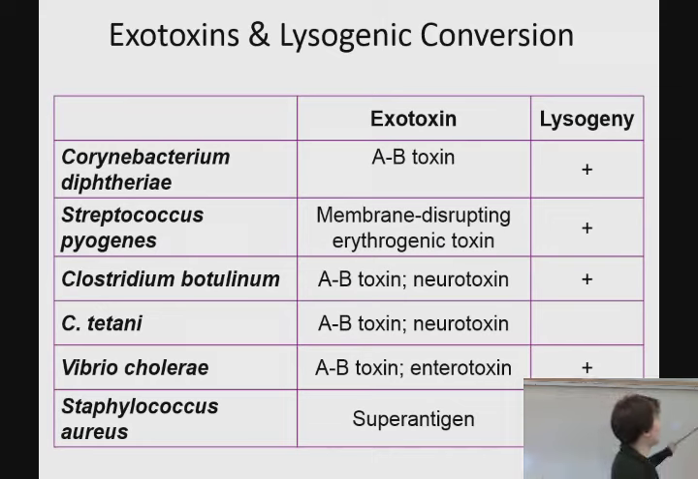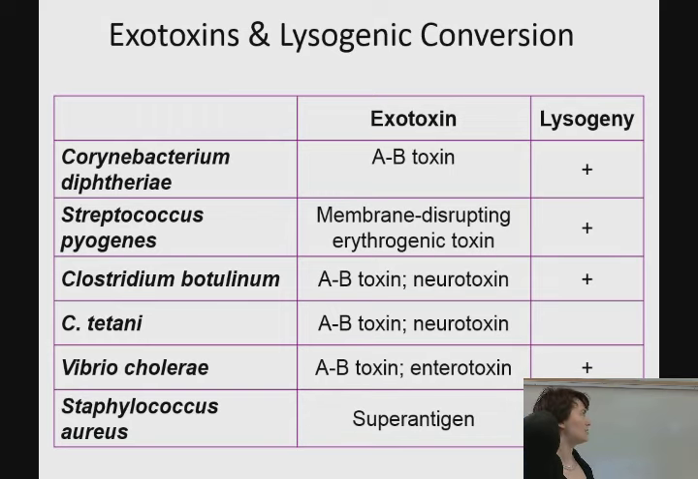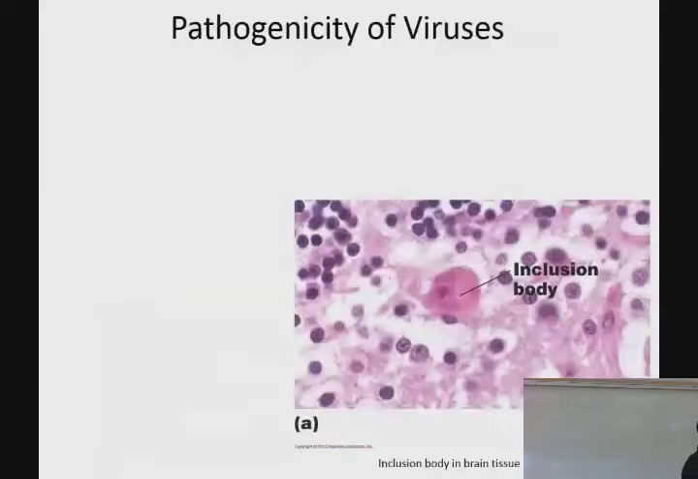So this is just showing you some of the organisms or some of the pathogens that receive toxins because of a viral infection. So diphtheria, Streptococcus pyogenes, Clostridium botulinum, Clostridium tetani, Vibrio cholerae, and Staphylococcus aureus, and it talks about the different kinds of exotoxins that they have. Now, that's all about bacteria, basically. Viruses will cause the symptoms that they cause in a different way.